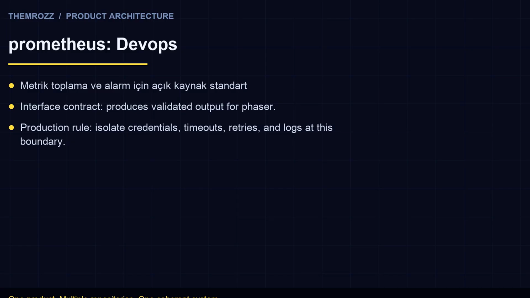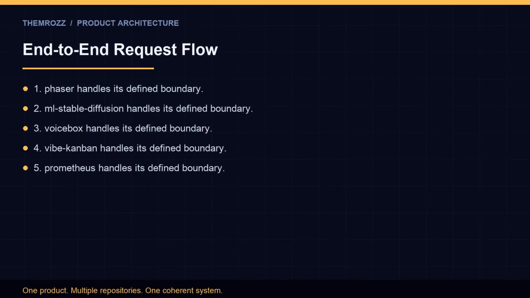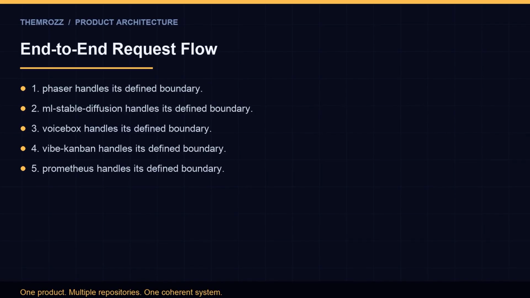Local development needs Docker Compose. Define services for each component: Phaser Dev Server, ML Model Worker, VoiceBox API, vibe-kanban UI, and Prometheus for monitoring. Run Docker Compose up and verify all ports are accessible. Use lightweight base images to keep startup fast. Indie devs might not have beast machines.